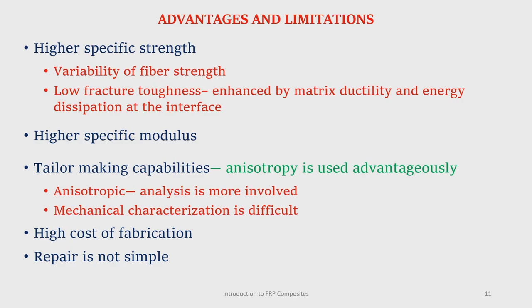And low fracture toughness: the fibers behave like brittle material and therefore have low fracture toughness, but when mixed with a matrix like a polymer matrix, the ductility of the matrix sometimes enhances the fracture toughness by dissipation of energy. Then it has higher specific modulus, that we have just discussed, that means E by rho is far higher compared to conventional materials, which leads to weight savings in applications where weight minimization is very important.